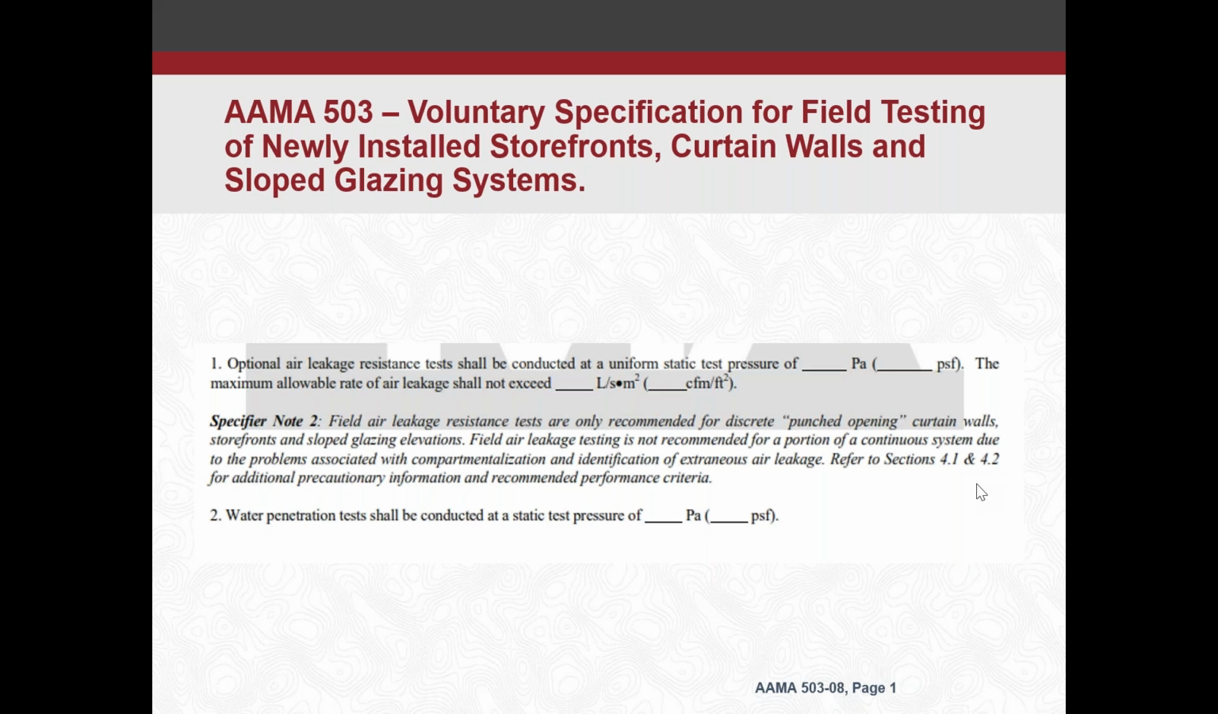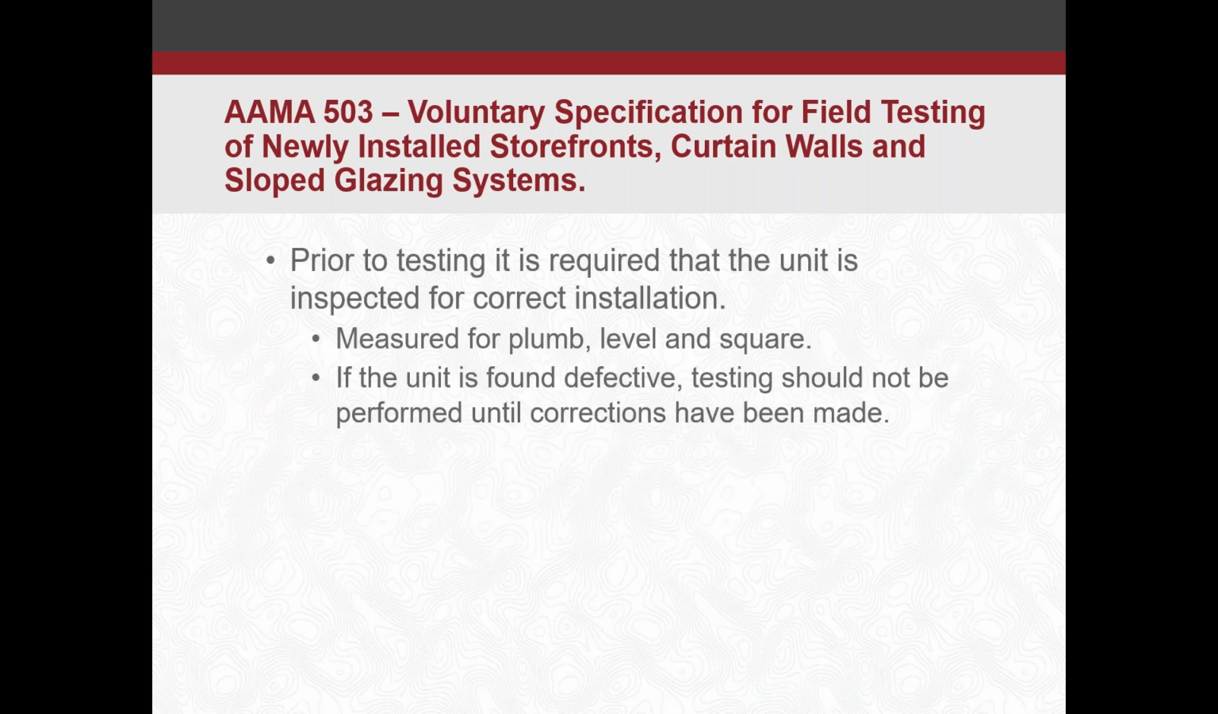For the water penetration tests, this rating, again, is just like 502 in the respect that you would do a 2/3 reduction in test pressure. Also for this method, you would want to inspect the unit and measure it for plumb, level, and square. If anything's found to be defective or something's missing, again, you should not perform testing until corrections have been made.